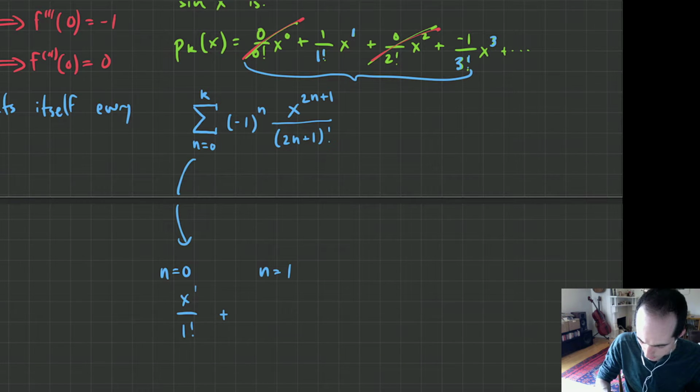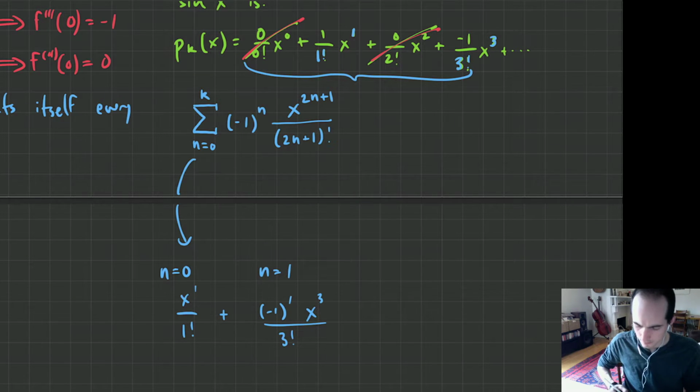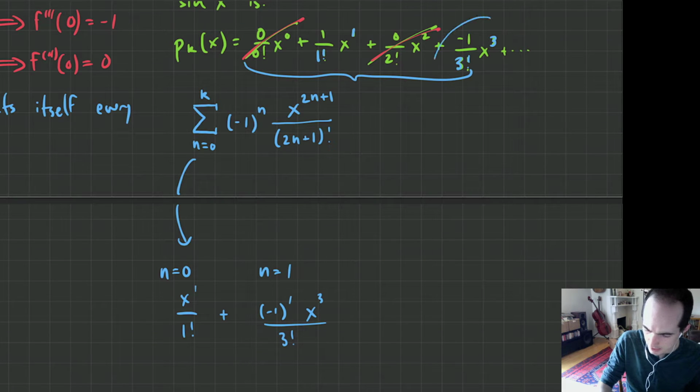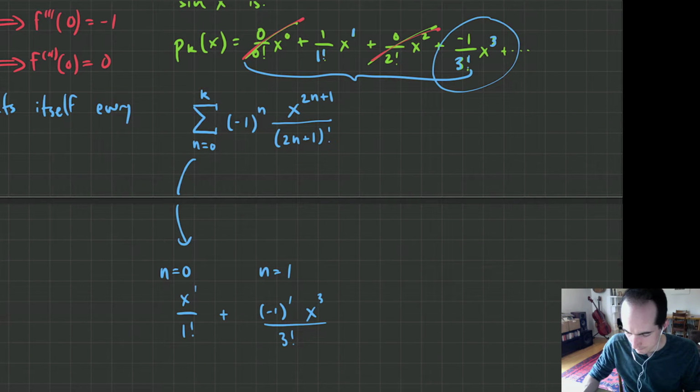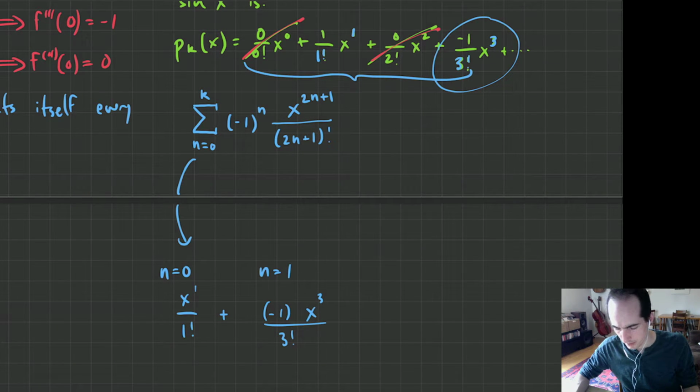I've got negative 1 to the power of 1 times x to the power of 2 times 1 plus 1. Well, 2 times 1 is 2, plus 1 is 3. So I've got x to the 3. And again, 2 times 1 plus 1 is 3, so I've got 3 factorial. And that's exactly what this term is, right? It's negative 1 times x to the power of 3 over 3 factorial.